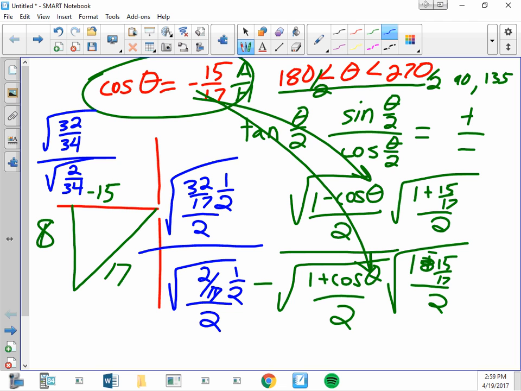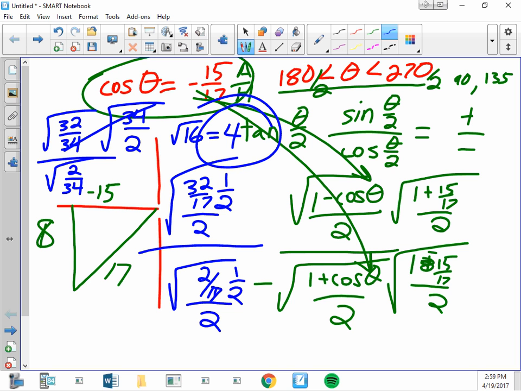Now, let's not simplify anything. Let's just flip and times. Which is the square root of 16, which is 4.